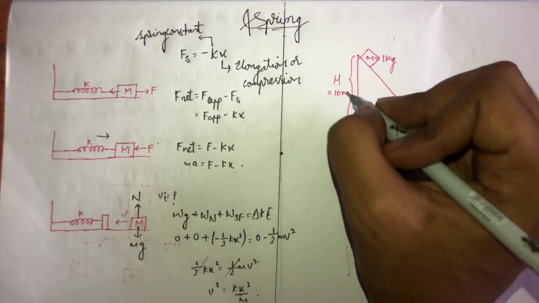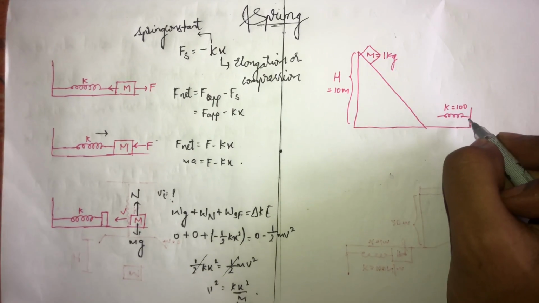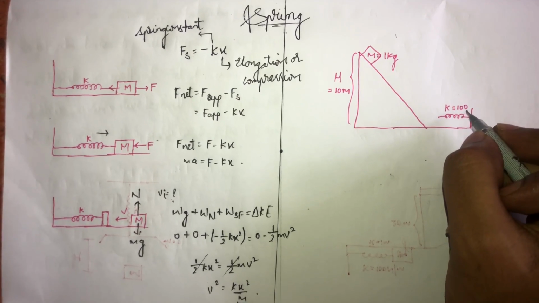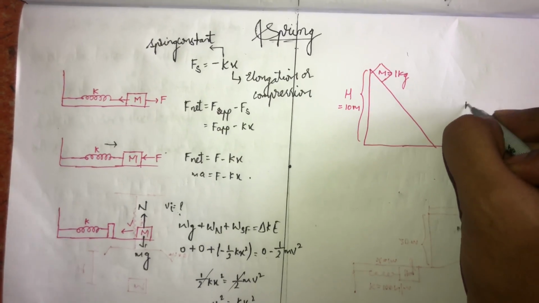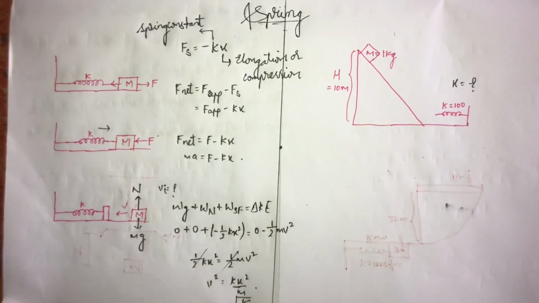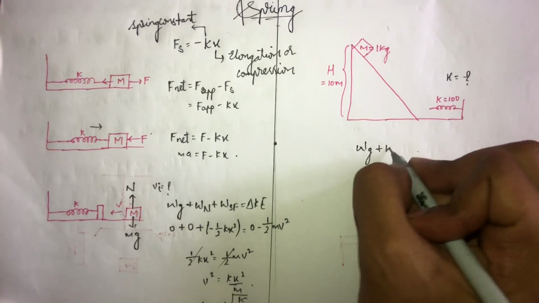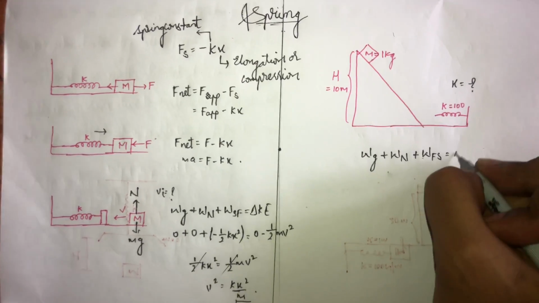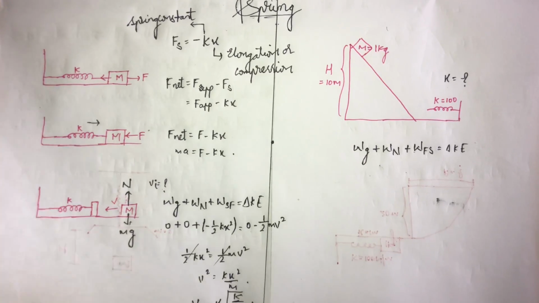Here in this situation, a block of mass m is placed on a smooth inclined plane of height h equal to 10 meters, and at the bottom a spring is attached towards a vertical end, where the spring constant is equal to 100. Then he asks us to find what will be the elongation or compression of the spring. Here, work done by gravitation plus work done by normal plus spring force will be equal to the change in kinetic energy, where the initial velocity is equal to 0 and the final velocity is also equal to 0 as the block comes to rest.